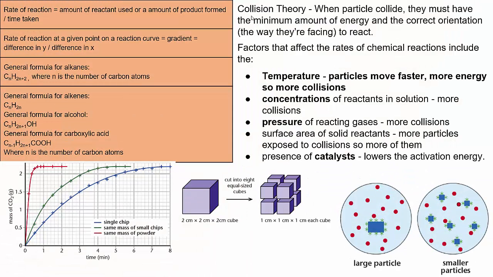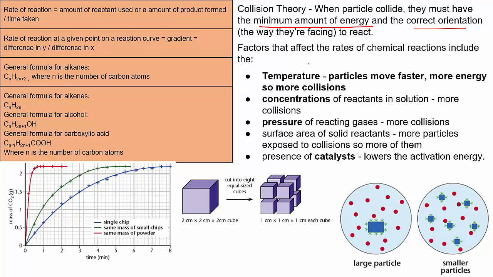So let's move on. We'll begin with the collision theory. You should know that when particles collide, they must have a minimum amount of energy. That's the activation energy required for a reaction to occur, and they must be facing the correct orientation, facing the right way. Now, when particles collide, if they react, reaction occurs. If they don't, they'll bounce away from each other. So activation energy, minimum amount of energy required, and the correct orientation.